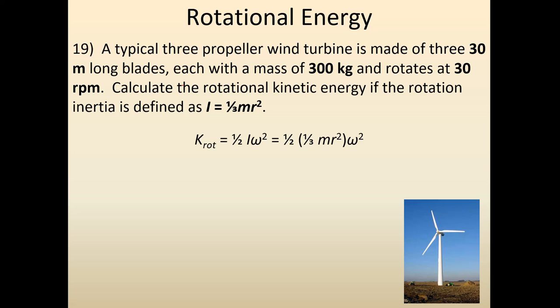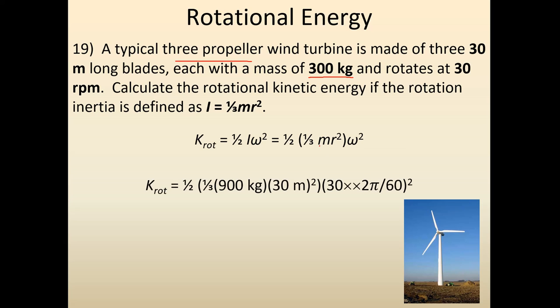One thing I can do is treat each one individually. So I can find the kinetic energy of one of these propellers, because if you actually pay attention, the wind turbine is made up of 3 propellers, each one with a mass of 300 kilograms, and each one rotating at this rate. So what I could do is separate this into 3 parts, where I calculate the energy of one propeller and then multiply it by 3. If I wanted to, I could have multiplied the 1/3 by 3. But what I'm going to do is just multiply the mass by 3.